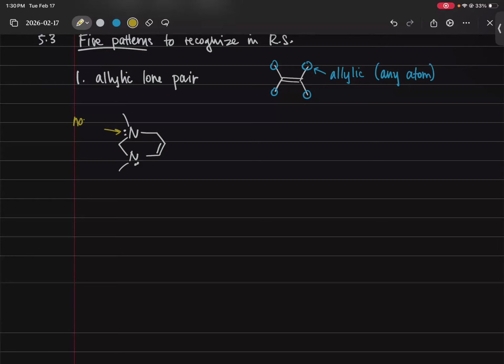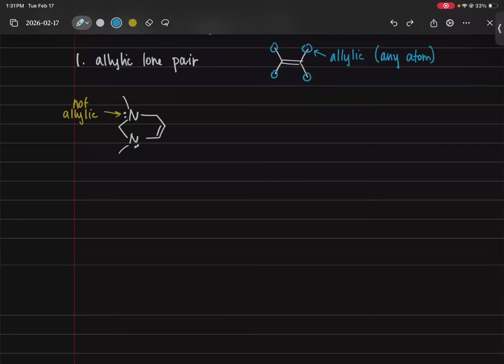So this is not allylic because the nitrogen that we're concerned with is not right next to a double bond. So this would have to be a double bonded carbon for that lone pair to be allylic, and that's not in this case. However, here we have a double bond. So these 2 carbons are making up the double bond. And then directly attached to one of these carbons is a nitrogen atom. And so if we have a lone pair on that atom, that's going to be allylic, and we do.